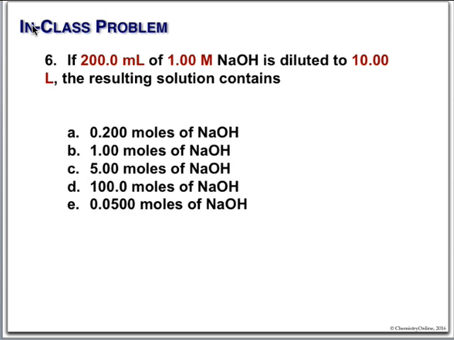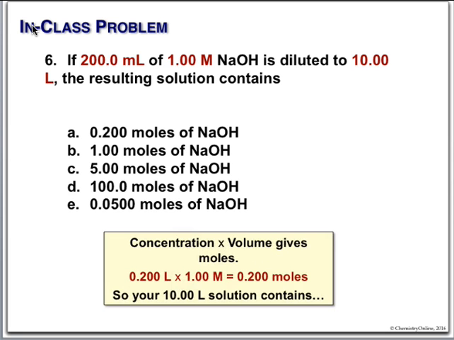All right, here we have 200 mils of 1 molar sodium hydroxide, and we're going to dilute it to 10 liters. So we add water to it. We want to know how many moles it's going to contain. All right, well, first of all, we need to figure out how many moles we have to start with, don't we? How do we do that? Concentration times volume. Make sure your volume is always in liters. So we have 0.2 moles that we're working with.